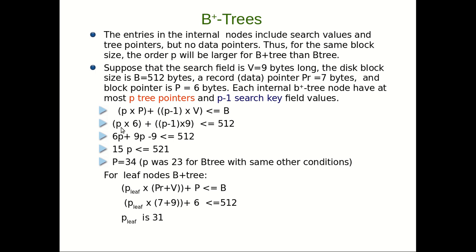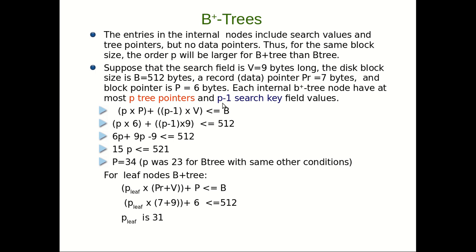It is equal to 6P, where 6 is the size of the tree pointer, plus (P minus 1) times 9, where 9 bytes is the size of the key value. This is the equation, and you will get P equal to 34. When compared to B tree, it was 23 only. Why the difference? There, in each node, each key value had an associated data pointer. Because of that, fewer entries are possible in a given node. A node of size 512 bytes can have 34 entries in the block.